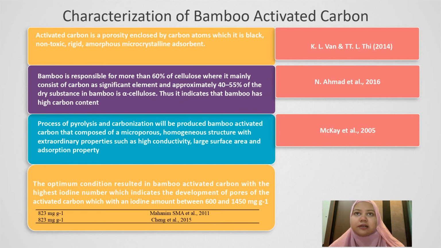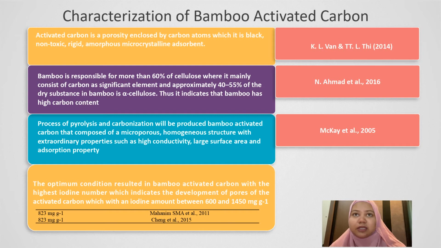For the characterization, bamboo activated carbon is a porous material enclosed by carbon atoms, which is black, non-toxic, rigid, and an amorphous microcrystalline adsorbent. Bamboo is responsible for more than 60% of cellulose, where it mainly consists of carbon as the significant element, and approximately 40 to 50% of the dry substance in bamboo is alpha cellulose. Thus, it indicates that bamboo has high carbon content.